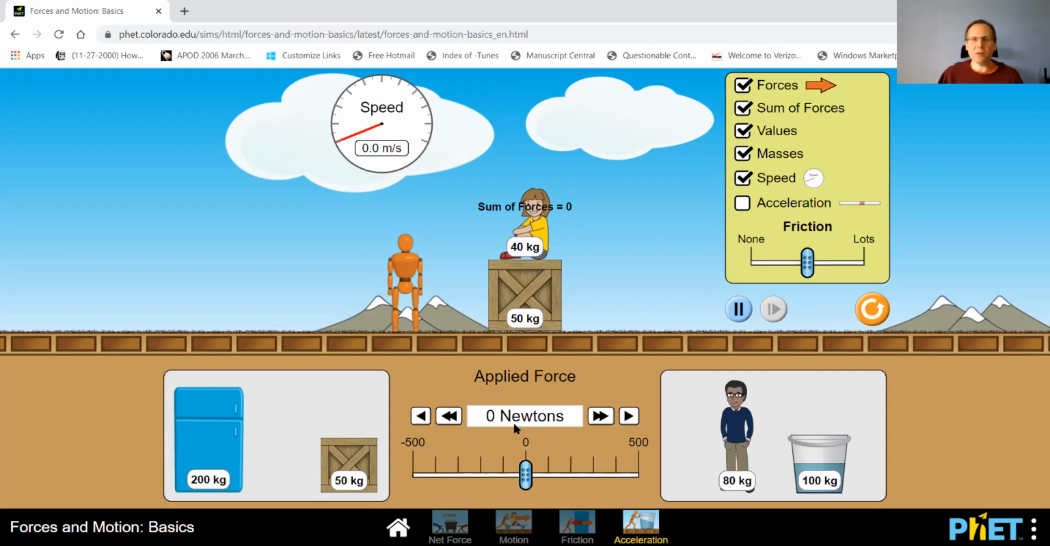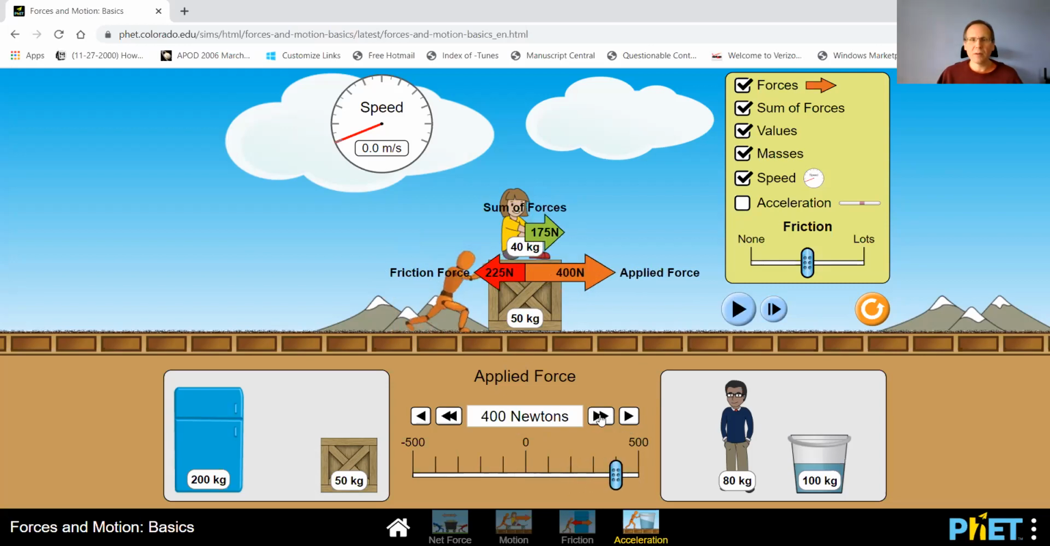Now, I want you to use 300 newtons, but just so I don't have exactly the same value, I'm going to do something different. Let's say I do 400, just for an example, 400 newtons. What that means is that the person is exerting an applied force of 400 newtons to the right. There's going to be a frictional force. Once it gets moving, there's a kinetic frictional force of 225 newtons to the left.